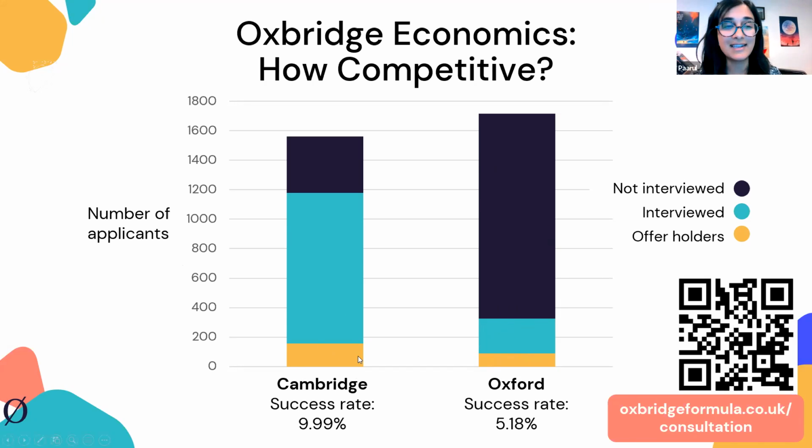Not that much easier at Cambridge, though, I might add. We've got a success rate of around 10%. Slightly fewer people do tend to apply, but Cambridge does interview more people. They use the admissions test as more of a deselection process. So they're deselecting students who they don't feel would be a good fit based on the test. And then they use the interview and test together in order to decide who to take.